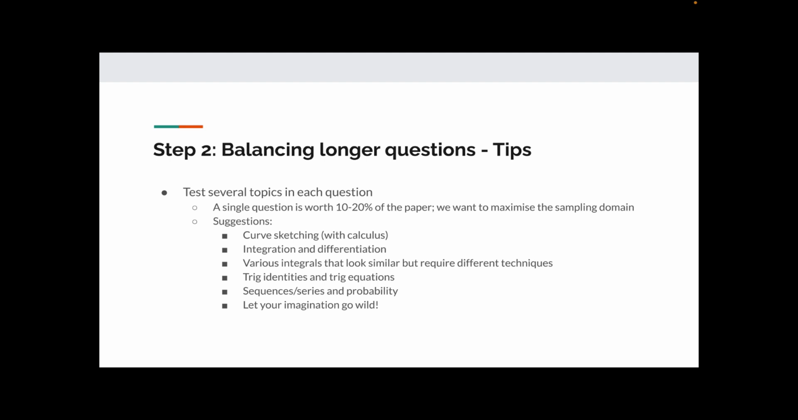Combining integration and differentiation. This is classic. Example: find the area of the region bounded by the curve and the tangent to the curve at a given point and the coordinate axis, or between two lines. This is another of my favorites: various integrals that look very similar but require different techniques.